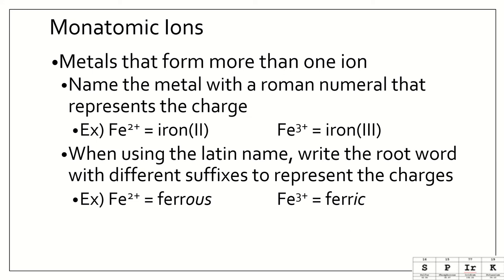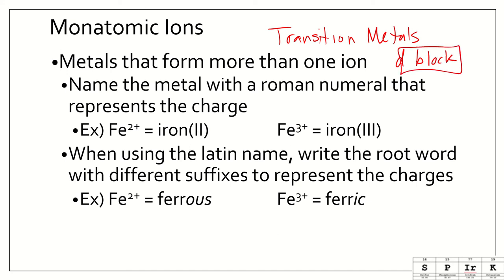Metals that form more than one ion. So what we have to do here is name the metal with a Roman numeral that represents the charge. Remember, these metals that form more than one ion are our transition metals, which are our D block elements. And the Roman numeral represents the charge.